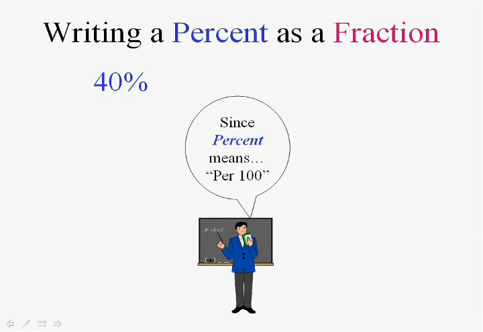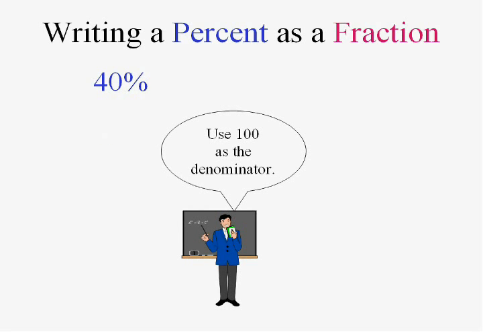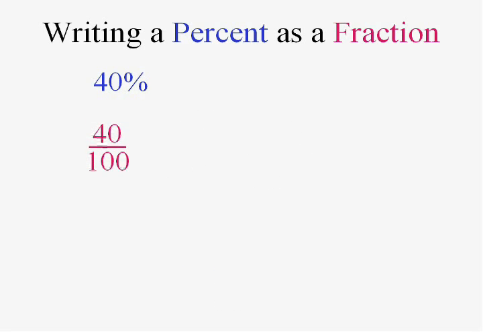Now let's write a percent as a fraction. We kind of already did that. I give you a percent. Remember what that percent sign means. It means out of 100 or per 100. So that's 40. Now we'll add the out of 100 part. It's 40 out of 100. So we've changed the percent to a fraction.